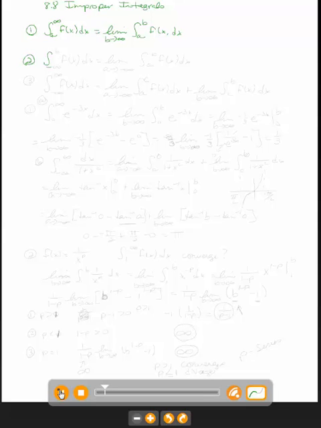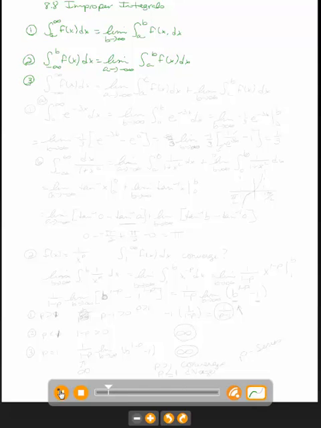Likewise, if it goes from negative infinity to b, then you're going to change out the limit and make a go to negative infinity and write it as a to b f of x dx. So we are combining an integral and a limit.